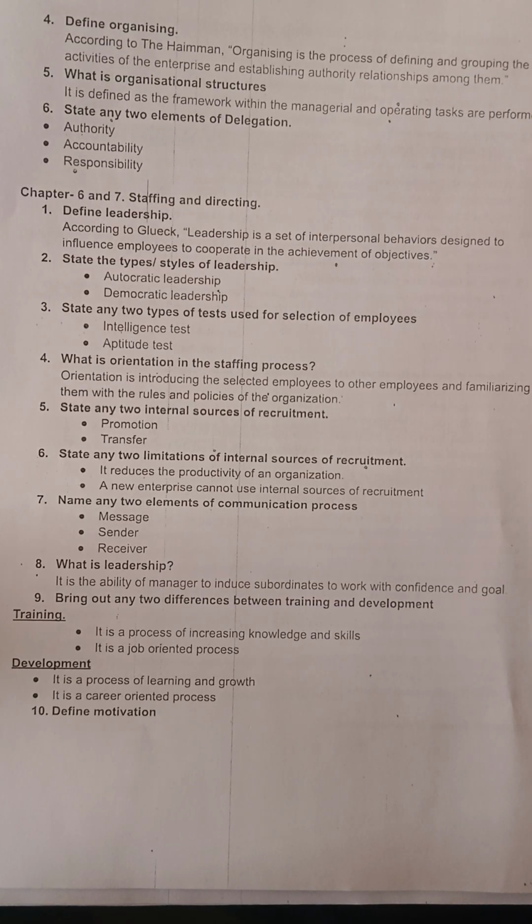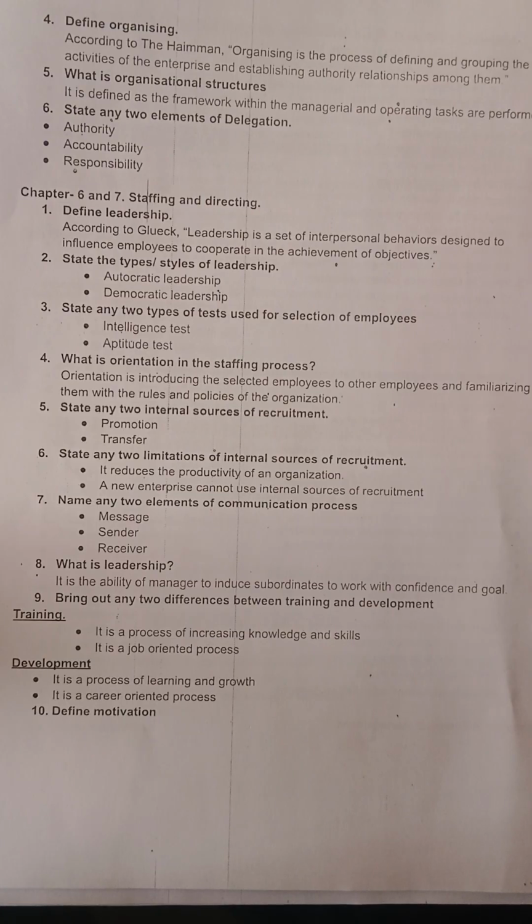Next, state any two elements of delegation: authority, accountability, responsibility. Next, come to chapter number 6 and 7, staffing and directing. Define leadership. According to Keith Davis, leadership is a set of interpersonal behaviors designed to influence employees to cooperate in the achievement of objectives. Next, state the types or styles of leadership: autocratic leadership and democratic leadership.